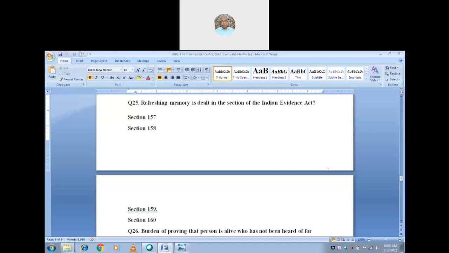Suppose the witness wants to check whether his statement is proper or not, so he will ask the court to give the earlier statement he gave, so that he could refresh his memory. Not only that, but if there are persons A and B, and A saw a murder and wrote it in a diary, and B saw that A was writing the diary, then B also comes to the witness box. B will say, let me see the diary written by A so that I can refresh my memory. In this way also, Section 159, refreshing memory, comes.